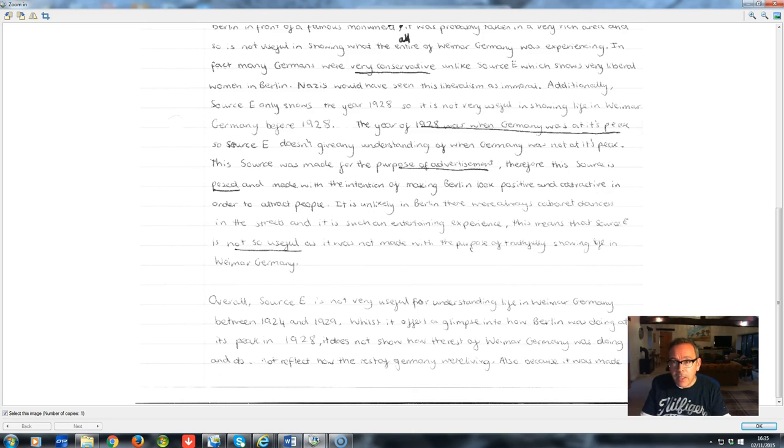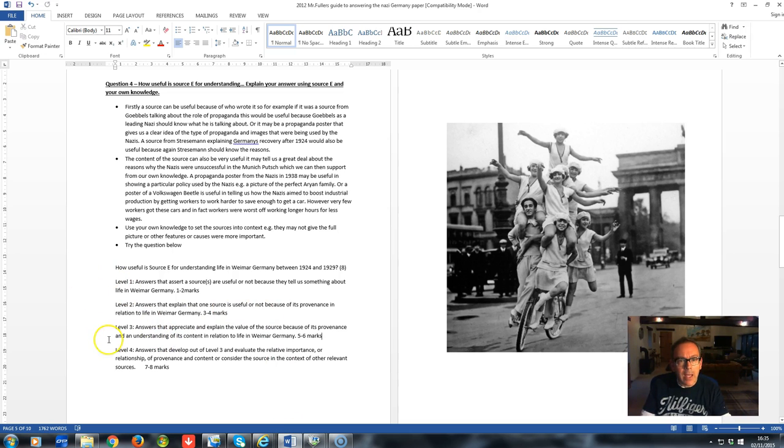So this is a good answer. It ticks a lot of the boxes. I would have liked a bit more specific knowledge in there to give it A. I'm probably going to say this is top level. So let's just go back to the mark scheme. Okay, so level 4, answers that develop out of level 3, and evaluate the relative importance or relationship of provenance and content and consider the source in the context of other relevant sources. Okay, she's definitely done provenance.